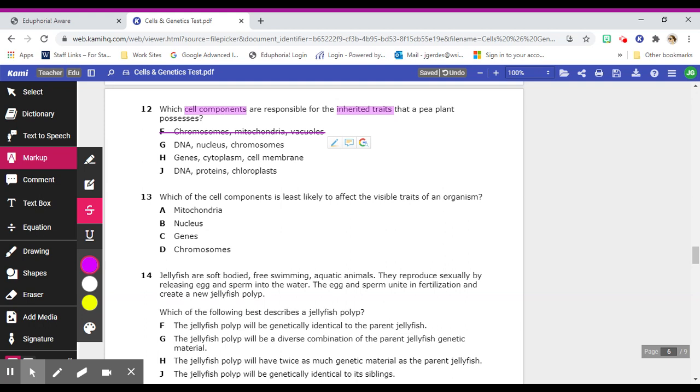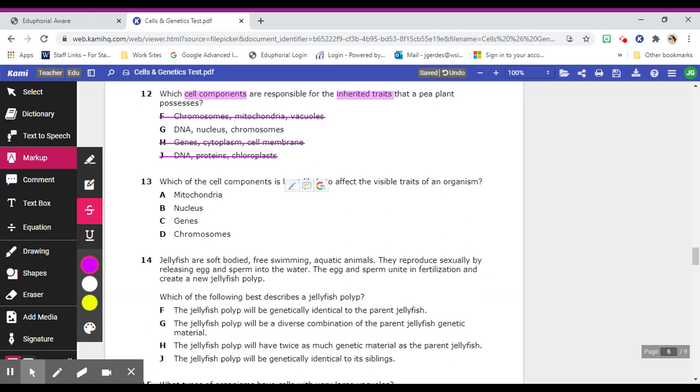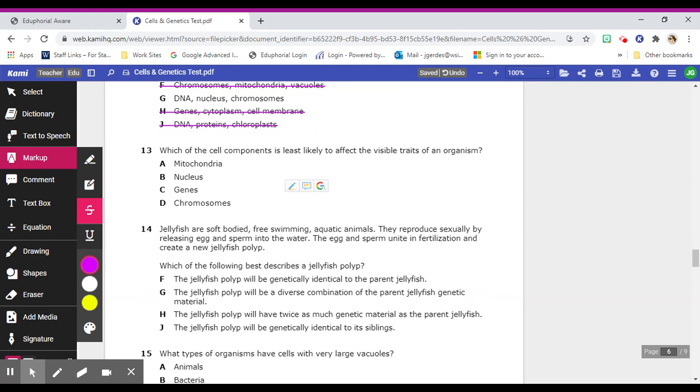Okay, G says DNA, nucleus, chromosomes. Oh, that might be the answer. Let's double check. H, gene, cytoplasm, cell membrane. So it's definitely not that one because it doesn't mention the nucleus. And the last one, DNA, protein, chloroplast. That is definitely not the answer. So 12 is G. 12 is G. Which of the following components is least likely to affect the visible traits of an organism?